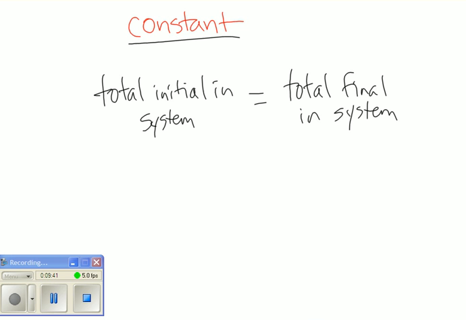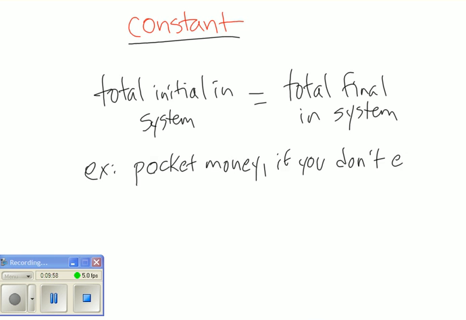And the first constant quantity we saw was pocket money. If you don't earn or spend any money, your total money is constant over that period.